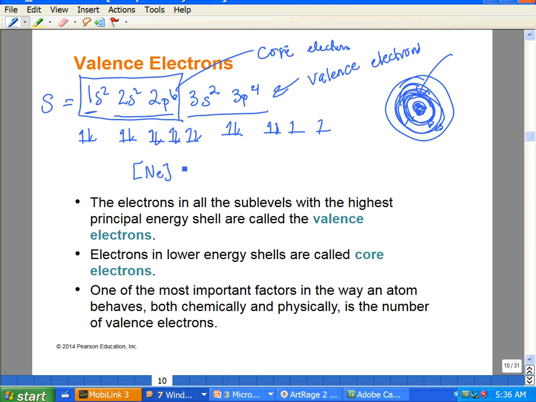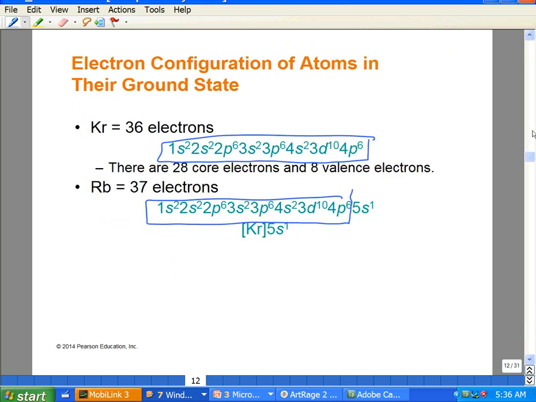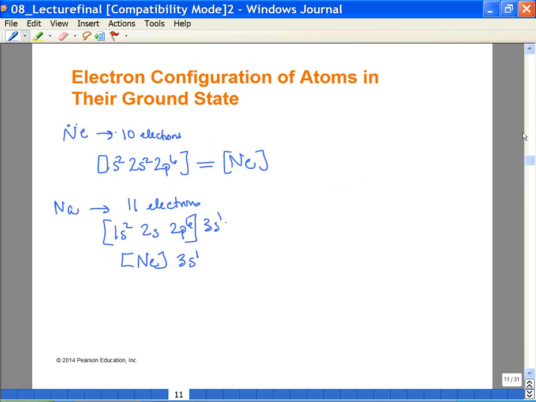Alrighty? So that's how you use the core electrons in the noble gas configuration to be able to write your shorthand notation. Now, when you do shorthand notation, notice that if you're asked to identify what are the core electrons and what are the valence electrons, it's very, very easy because all you have to do is look at whatever's outside of that. Outside is valence, inside is core. All right. Questions? We good?